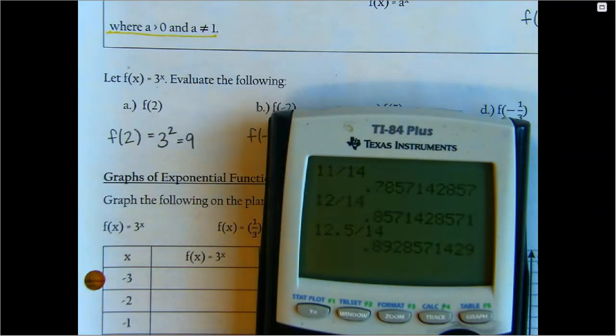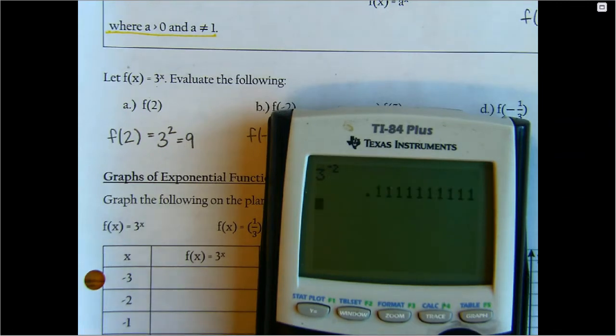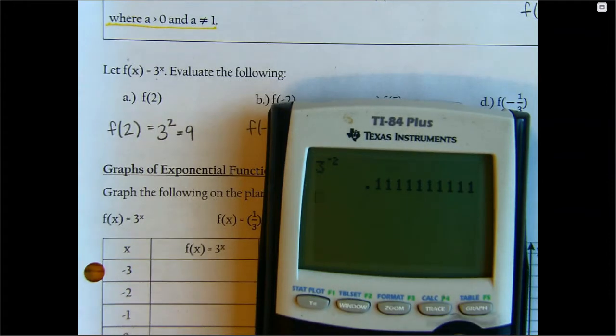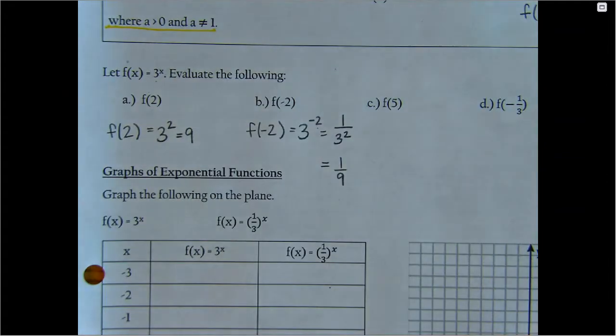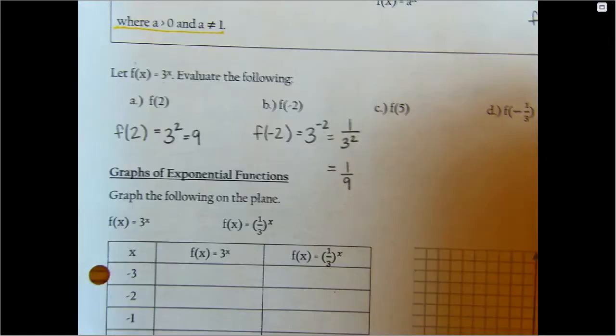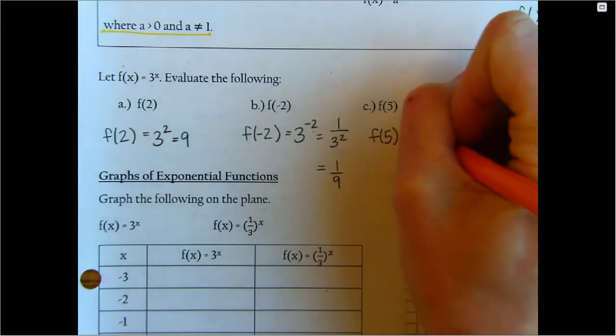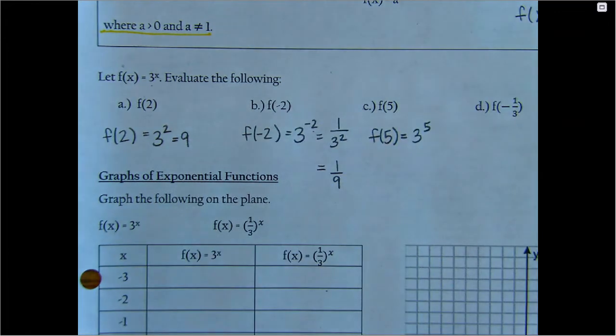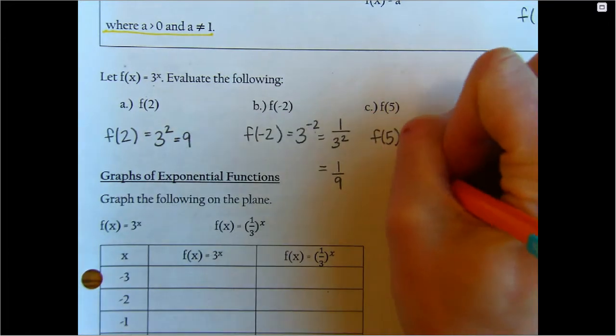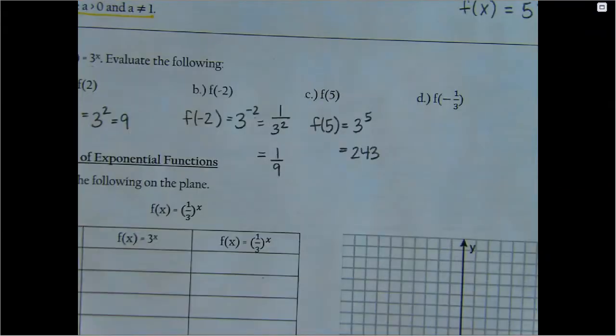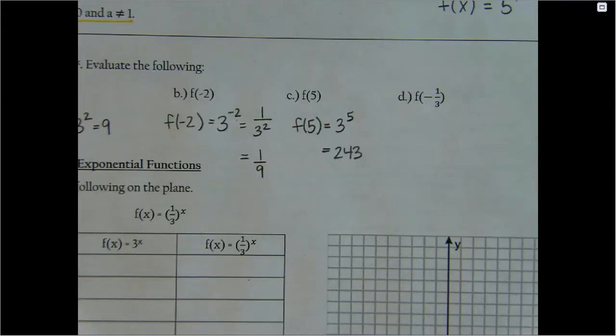Now, if you type that into your calculator, 3 to the negative second, you have to make sure you understand how to change that decimal to a fraction. So when we're evaluating these, we're looking for the exact answer. Okay, and so my next one would be f of 5. So 3 to the 5th, which would be 243.